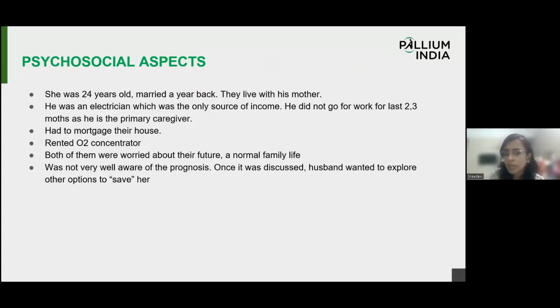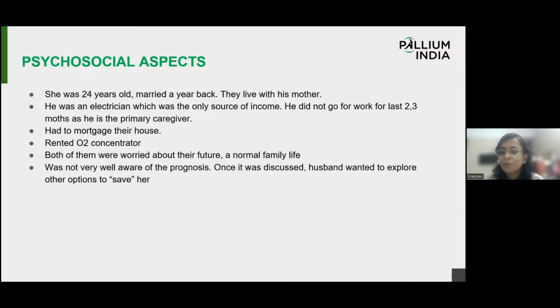He had to mortgage their house because they were not from Trivandrum, so they had to travel back and forth every now and then. And the hospitalization, ICU, everything cost a lot for them. Then they had to rent an oxygen concentrator at home. Initially he could afford that, but later on he could not. So both of them were worried about their future.